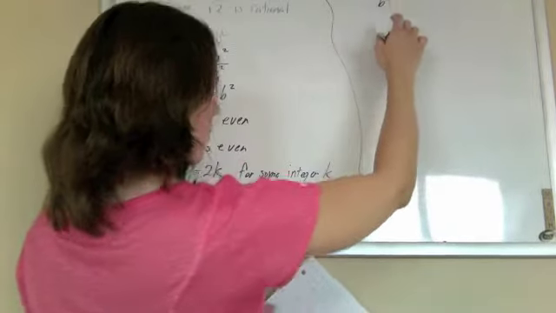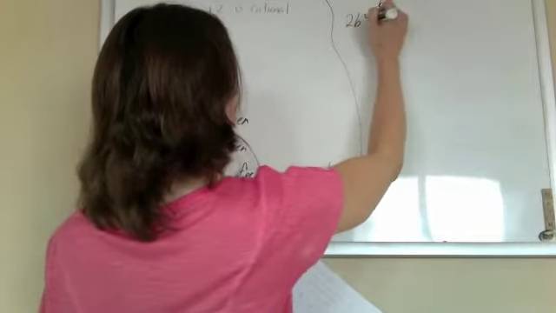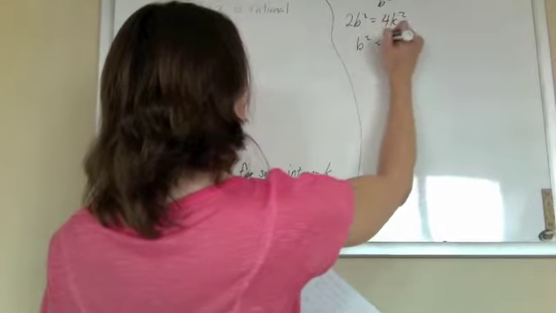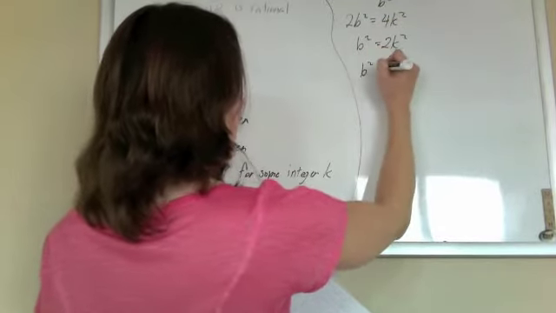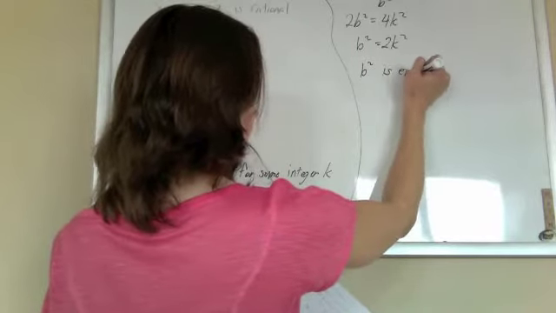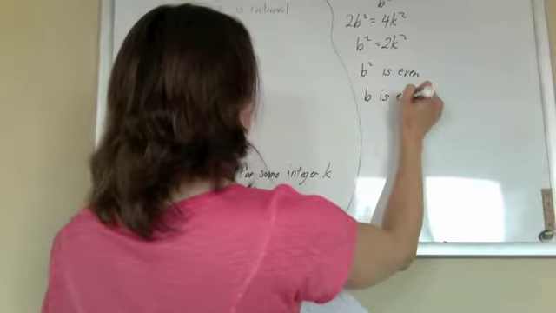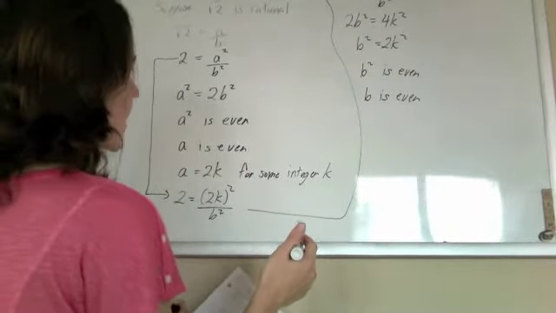And if I were to solve for b squared, just multiply by b squared, I get 2b squared equals 4k squared. So b squared is 2k squared. So I can see that b squared is even because it's divisible by 2, and therefore b is even. And now, this is actually our contradiction.